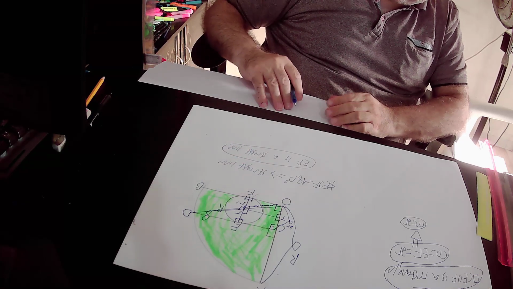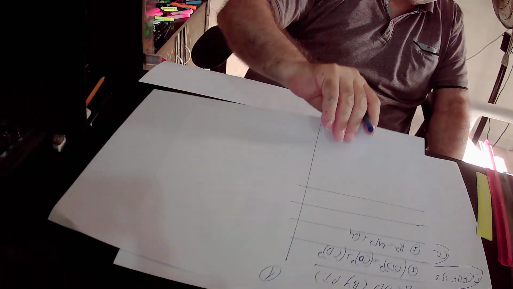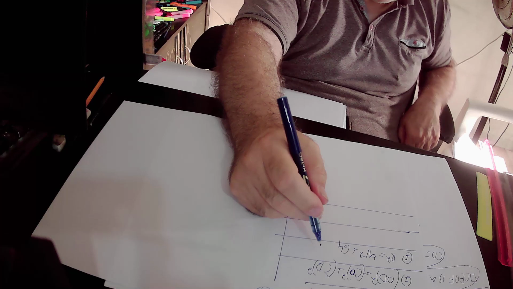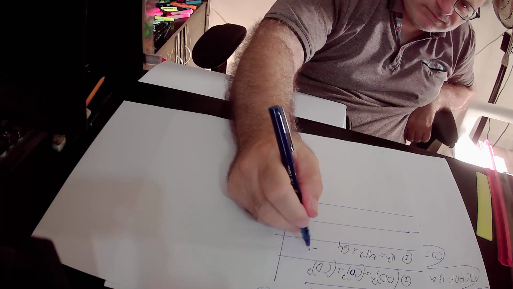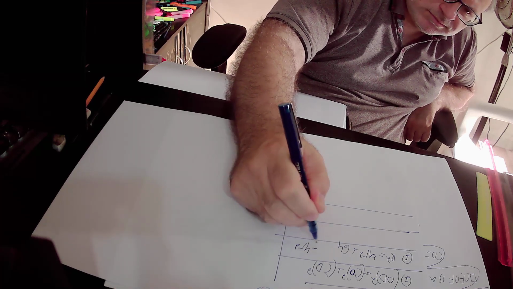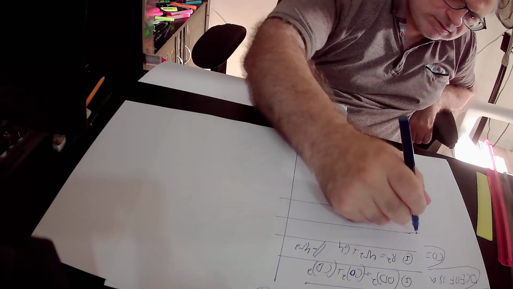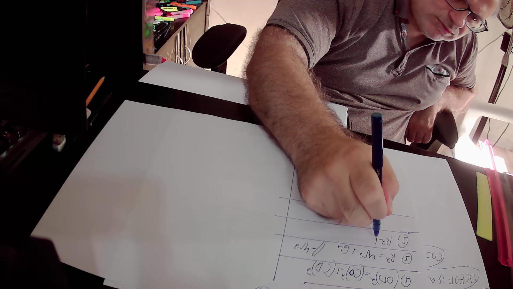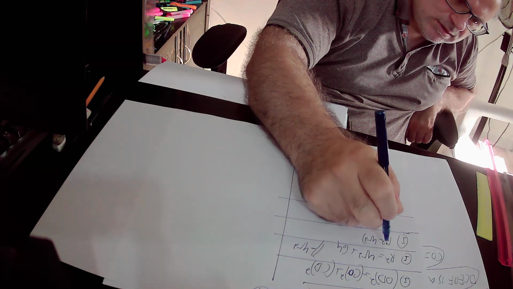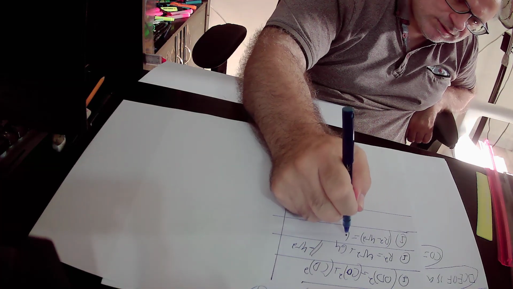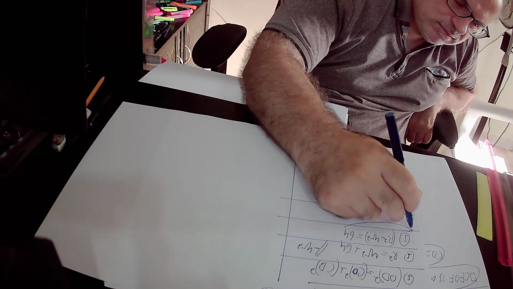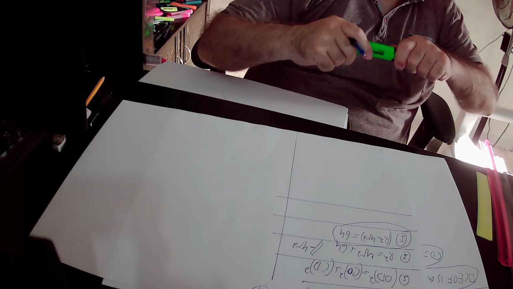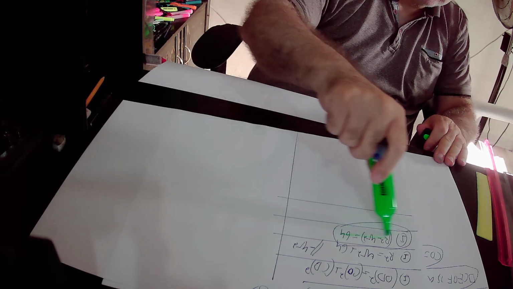So in conclusion, according to equation number 1, capital R squared equals 4r squared plus 64. Here we subtract 4r squared, and we get that according to equation number 1, capital R squared minus 4r squared equals 64.